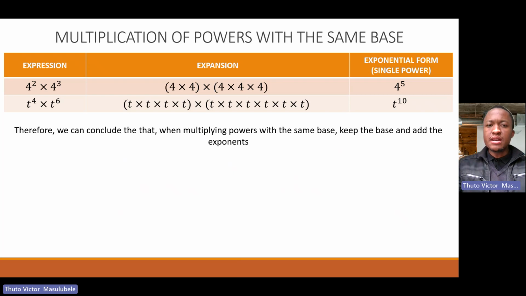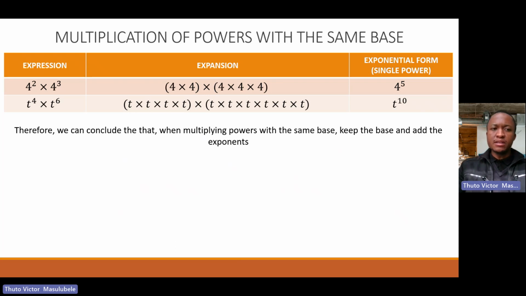Now, if you were to count the number of times in which you are multiplying 4 by itself, you will realize that you're multiplying 4 by itself how many times? 5 times. So written as a single power, that will result in 4 to the power of 5. Now again, check the relationship between the exponents in the expression and the exponent in the single power. To get 5, all we did was we kept the base of 4 and we added the exponents of 2 and 3 to get to the exponent of 5.